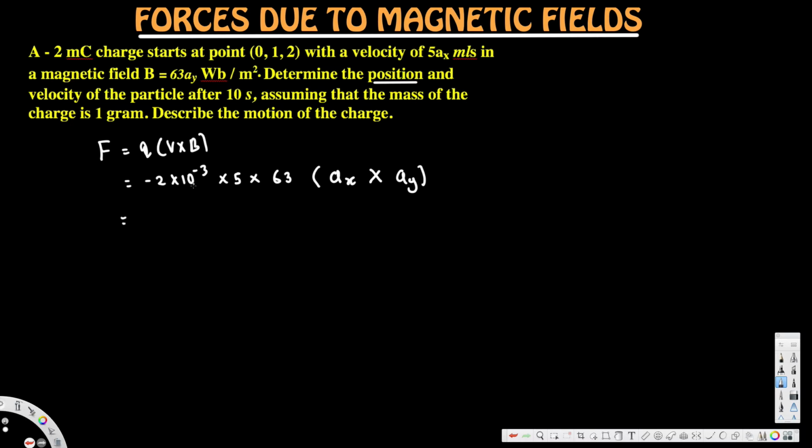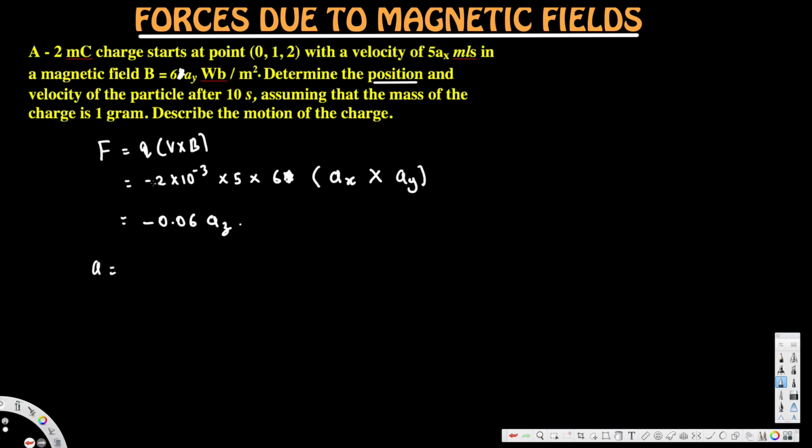So this is going to become what? To make this simple, let's say 6 ay. So 6 times 5 is 30. 30 times negative 2 is negative 60. Negative 60 times 10 to the power of minus 3 gives us negative 0.06. X cross y is z. This is our force. Now that we have the force, we can calculate the acceleration using this force.